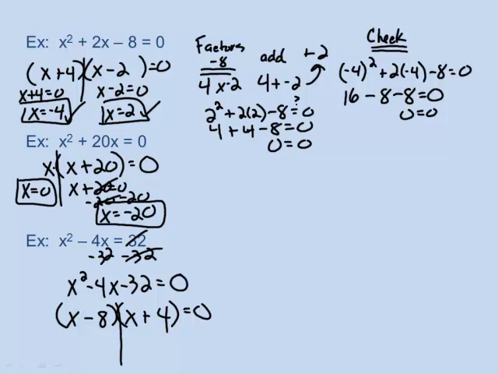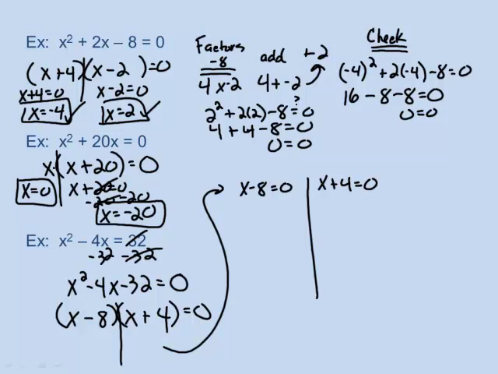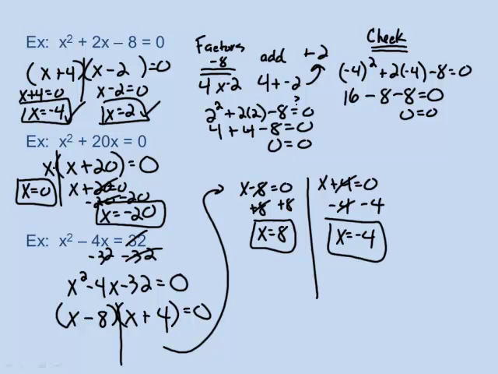We're going to take each of those factors and set them equal to 0. So we've got x minus 8 is equal to 0, and x plus 4 is equal to 0. Solve each. So add 8 to both sides here, and one solution is x equals 8. Subtract 4 from both sides here, and our second solution is x equals negative 4. And once again, I'll leave the check to you.